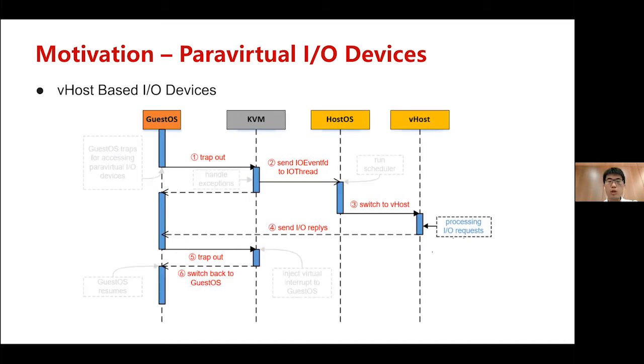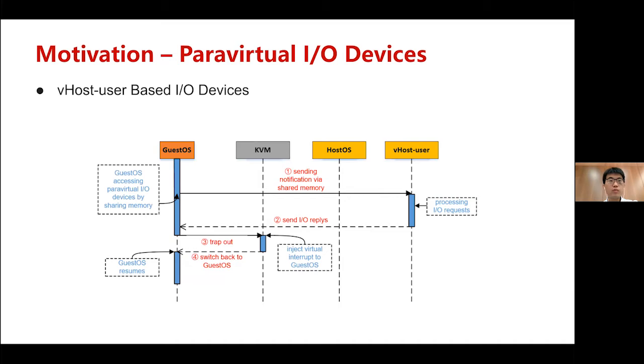Let's see vhost. Vhost is proposed to alleviate I/O processing overheads by adopting a kernel thread, but overheads caused by context switches between guest and host still exist. Different from vhost, vhost-user alleviates I/O overheads via shared memory between guest and host. However, it prevents other threads from running on the polling CPU core when virtual I/O workloads are light. The CPU utilization becomes lower.